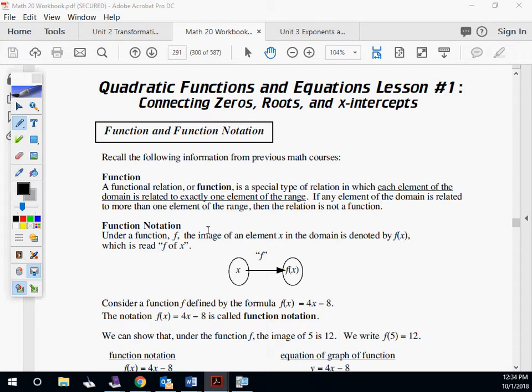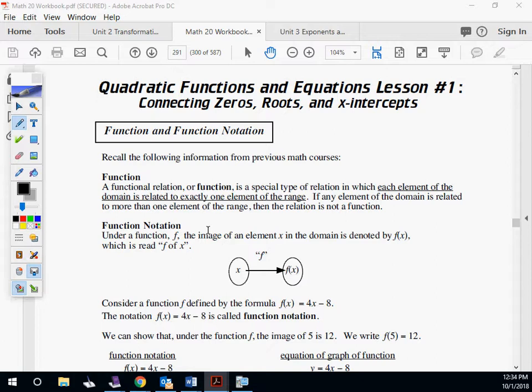Unit 3, Lesson 1. Give you the short story. Zeros, roots, and x-intercepts are the same thing. Say that again. Zeros, roots, x-intercepts are the same thing. Okay? They're finding the same thing. Zeros of a function is an x-intercept. A root of the function is a zero. These three terms mean the same exact thing for quadratics.